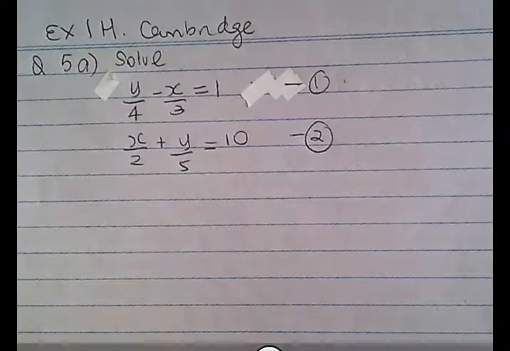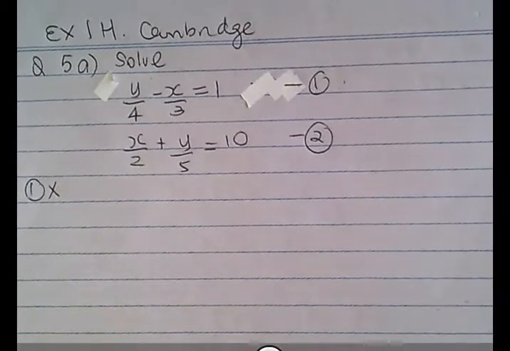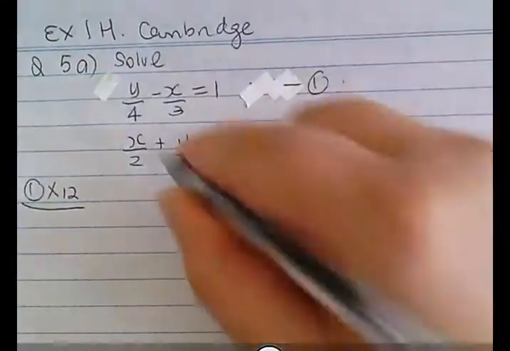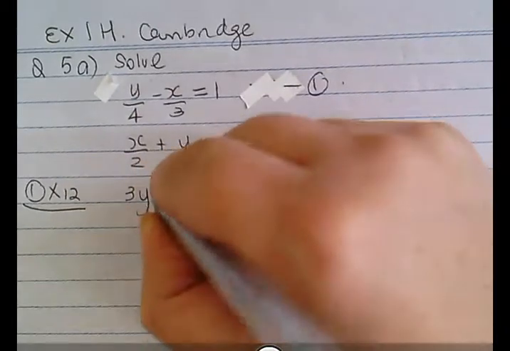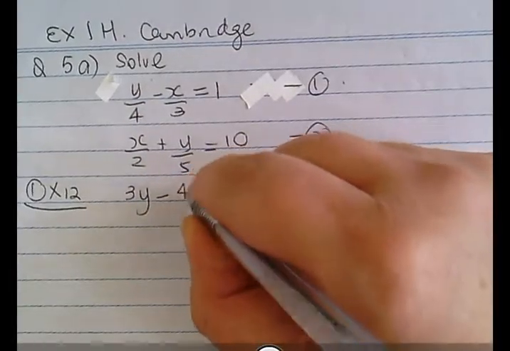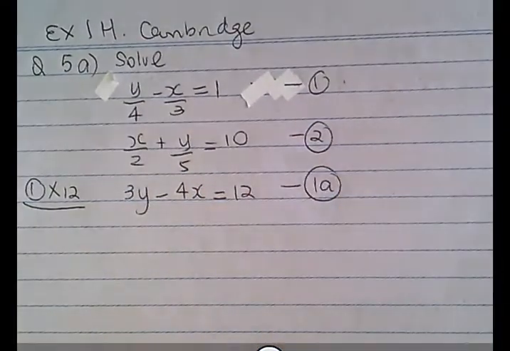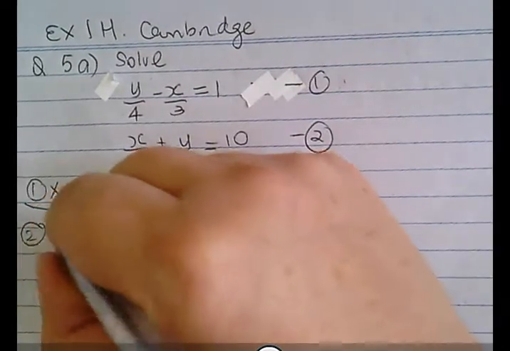All right, so equation 1 times what will eliminate the fractions? Times 12. And we get 12y on 4, isn't that 3y, minus 12x on 3, isn't that 4x? And 1 times 12 is 12. I'm going to call that equation 1a. What are you going to multiply equation 2 by?